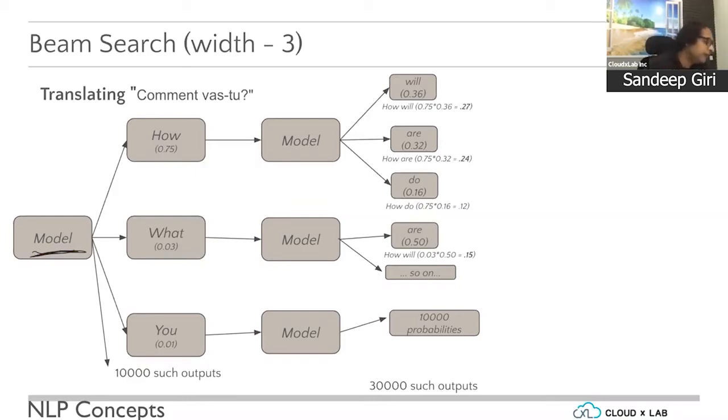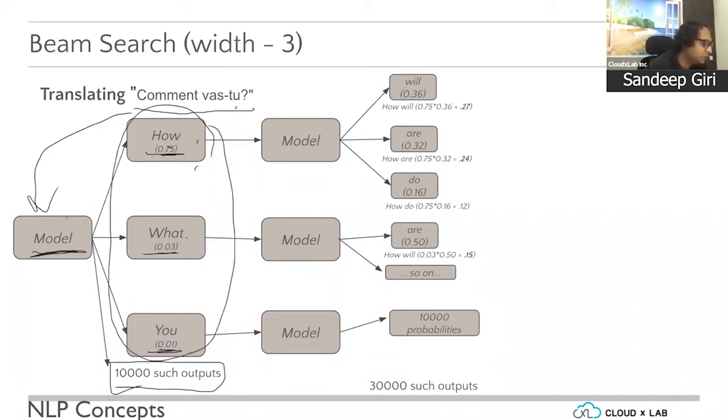So we fed the command to this model. This model gave us 10,000 such outputs. The probability of "how" is this, "what" is this, "you" is this, and we pick only the top 3. Now this is being fed to the same model, which is a copy of this model, to which we have already fed this. This "how" is being fed to this model. In case we can't copy it like this and we are loading the weights, we will have to feed this.